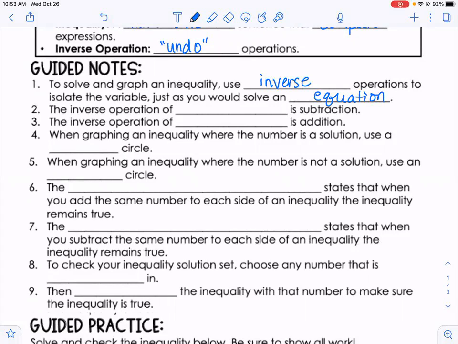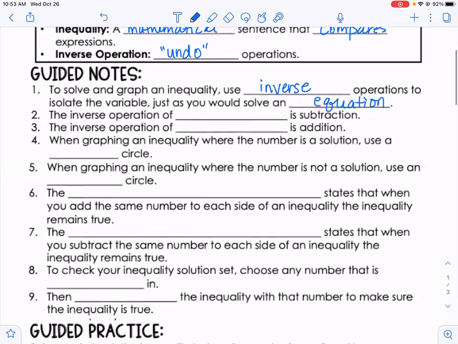The inverse operation of blank is subtraction. The inverse operation of blank is addition. Bennett, what do I put in the blank for number 2? Okay. And Bralia, what about for number 3?